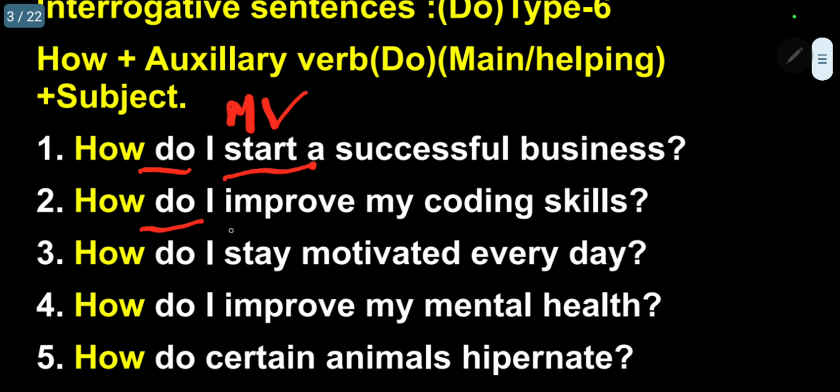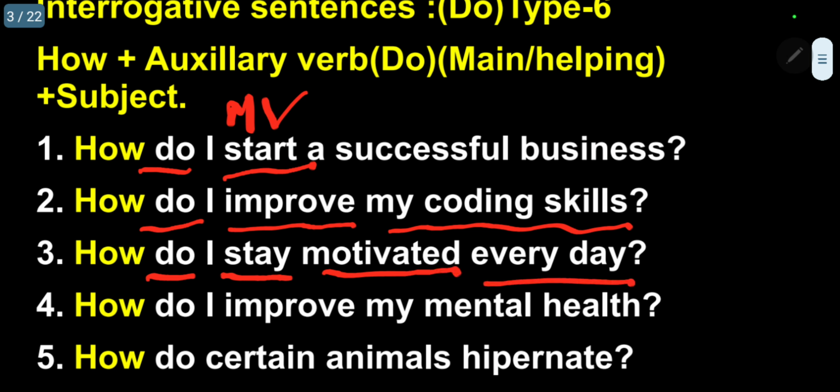How do I improve my coding skills? Improve main verb, do auxiliary. How do I stay motivated every day? How do I stay motivated? Stay is the main verb, do is auxiliary.